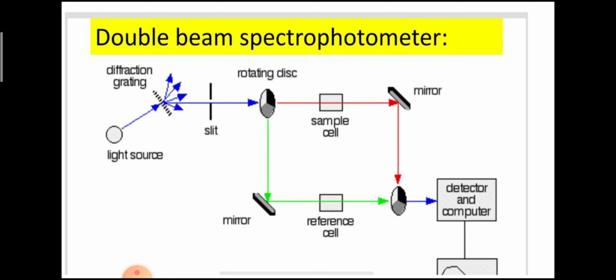It is a double beam spectrophotometer. Simultaneously, the light passes through the sample cell and the reference cell.